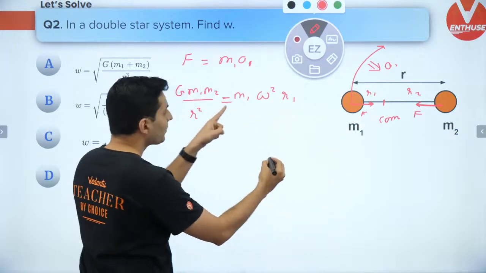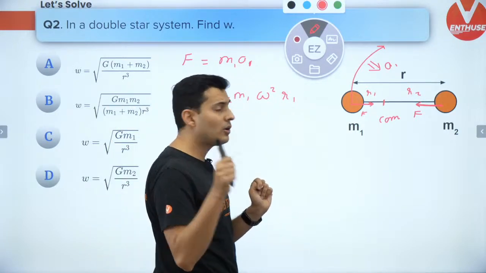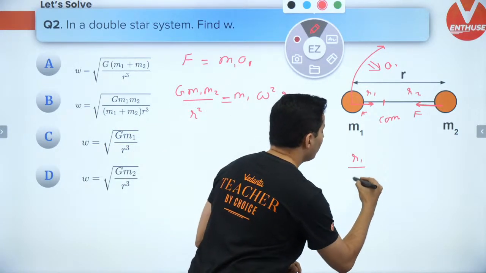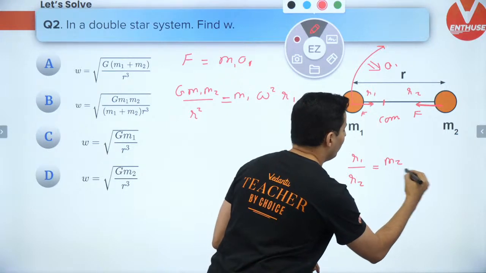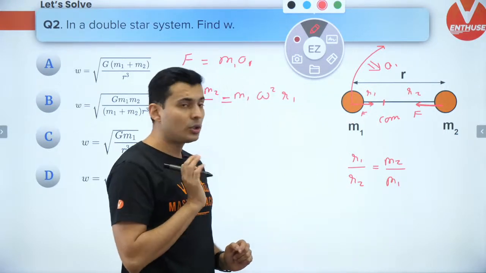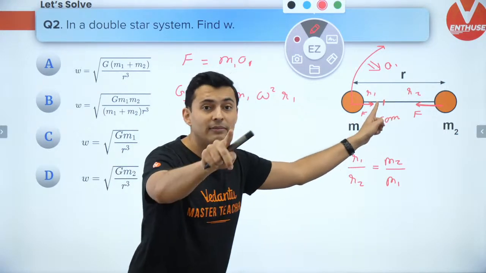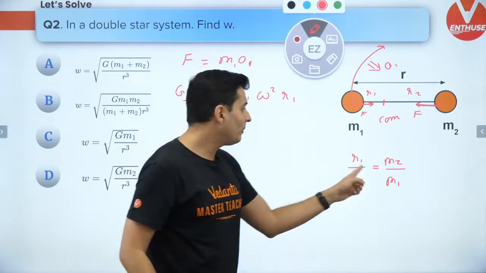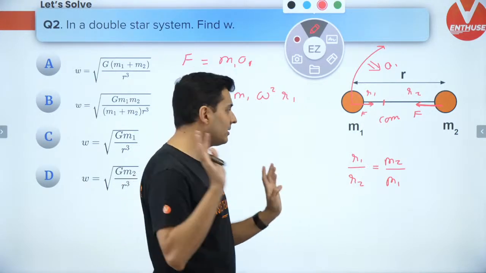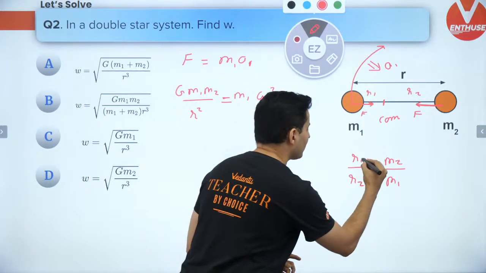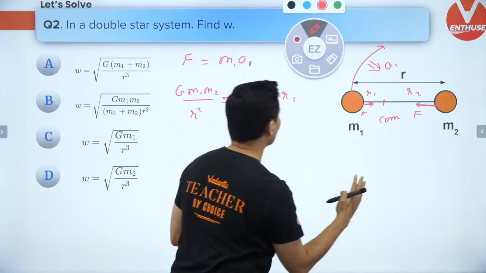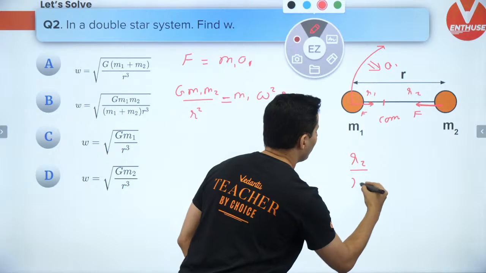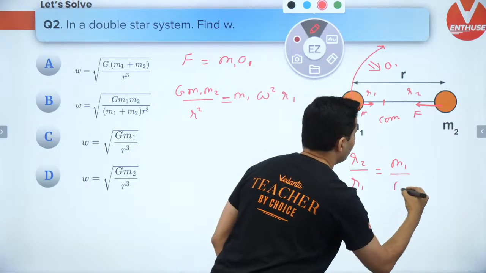Okay, so now what is the value of R1? Here is what you will do. R1 by R2 will be M2 by M1. This is the logic which you should use because the center of mass will divide the distance between the two masses in the inverse ratio of the masses. Now, you can also write it as R2 by R1 is nothing but M1 by M2.